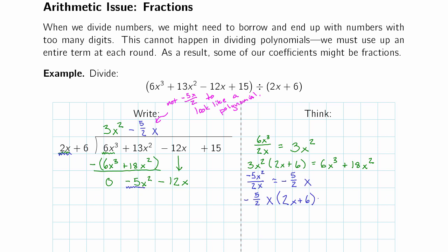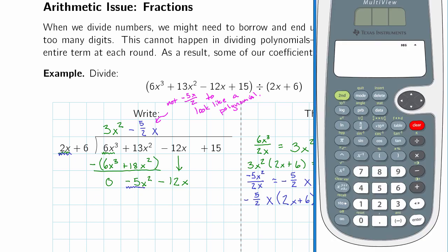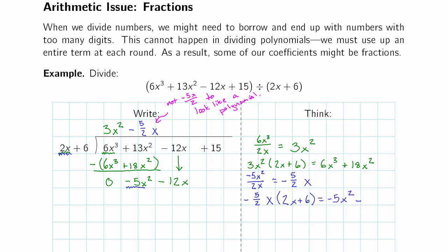Negative 5 halves x times 2x is negative 5x squared. Negative 5 halves x times positive 6. If I like, I can do that fraction arithmetic on the calculator. Negative 5 halves times 6 is negative 15. So that'll give me a negative 15x. Negative 5x squared minus 15x.